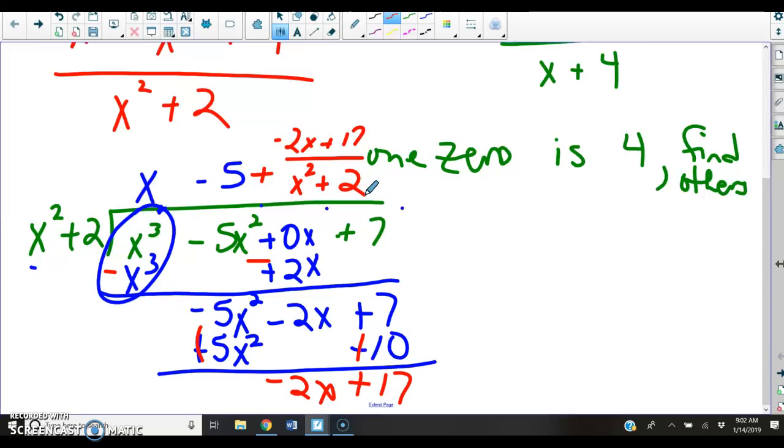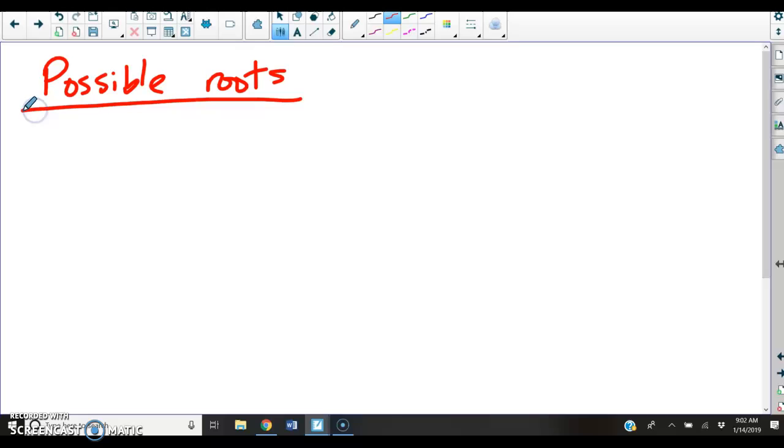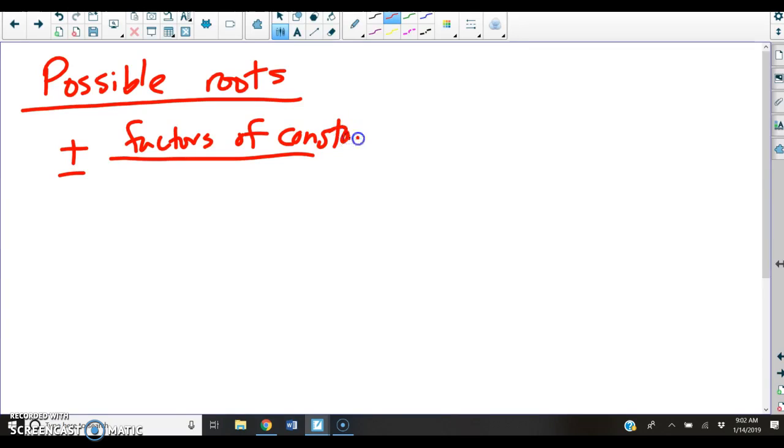Okay, so there's a review of long division. We looked at possible rational roots. And I will do a synthetic division before I'm done. Remember the possible rational roots? Don't forget the plus or minus. And you have factors of the constant divided by factors of your lead coefficient.